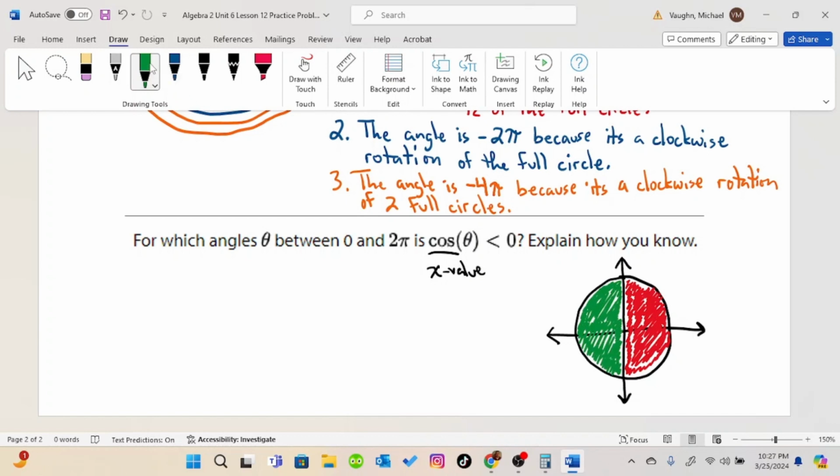So to make this true, theta needs to be between pi over 2 less than theta less than 3 pi over 2. All of these angles will give us an x value that is negative, therefore a cosine value that is less than 0.